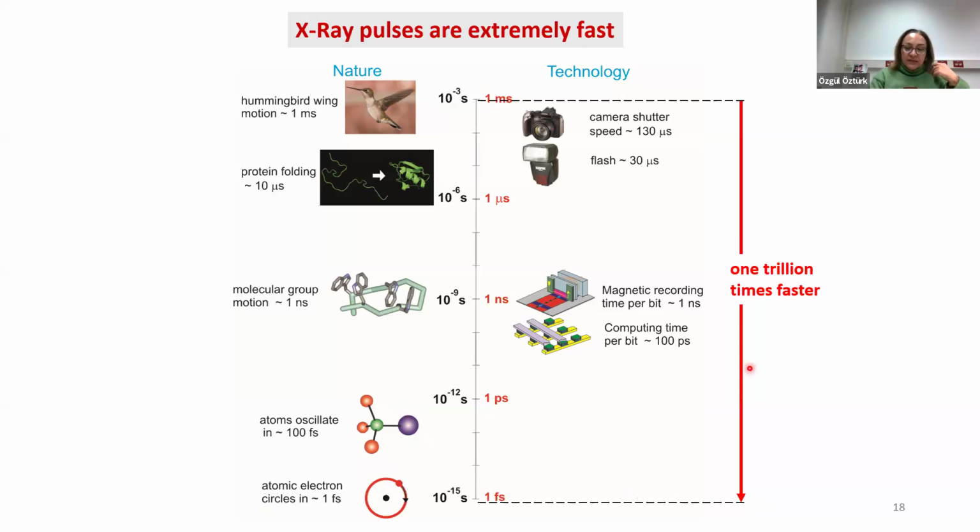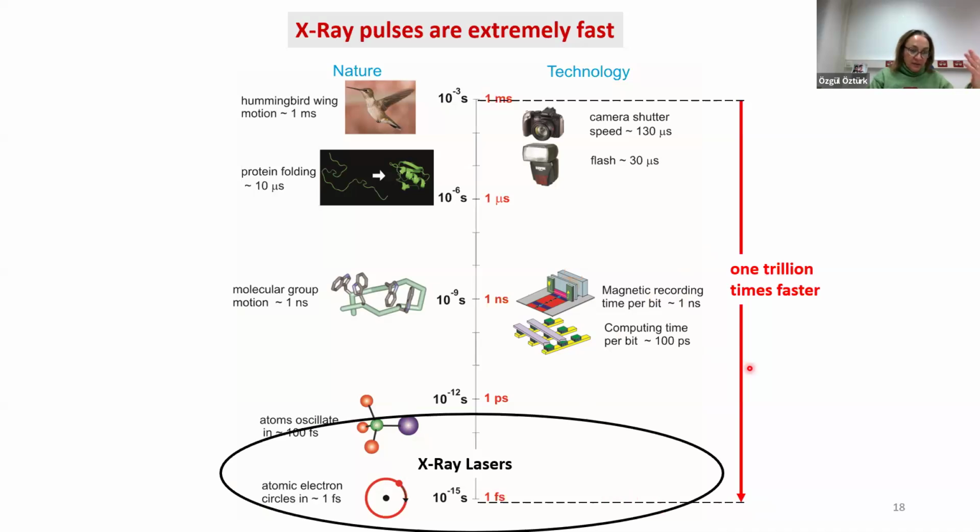Therefore, this is where the X-ray lasers are coming in. Modern X-ray free electron lasers produce pulses with duration of a few femtoseconds. This is short enough to effectively freeze an atomic motion. Compared to millisecond time scales, this is almost 1 trillion times faster.